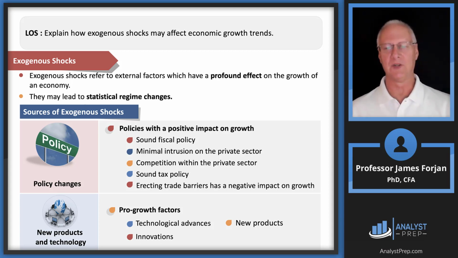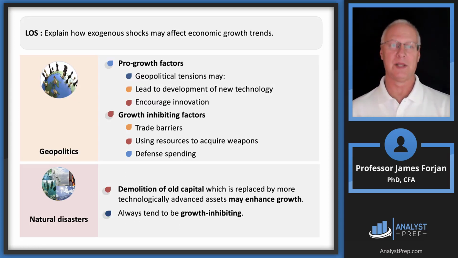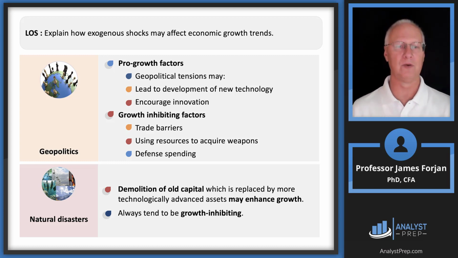All right, new products and technology. Of course, this makes perfect sense. So these are pro-growth factors. Geopolitics, yes, tensions. But what those tensions might do, and here's where the Institute is trying to find the silver lining in this, is lead to development of new technology and encourage innovation, but trade barriers against defense spending. Using resources to acquire weapons. So I'm guessing here that there's a relationship between developed countries that are, let's say, military powers, and their trade relationship with emerging markets and younger military that might have a need to defend itself.